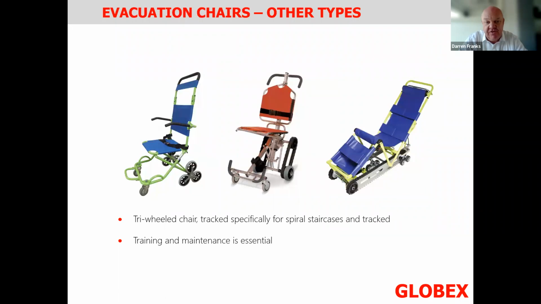And there are some other types. You've got the ones with the tri-wheels, which again can do the same thing, and if they work for you, that's great. You've got another one here which is specifically for spiral staircases, which traditional evacuation chairs, which I've just shown you with the two skis, are not designed for tight spiral staircases. So this particular chair is, which again comes back to it needs to be fit for purpose. And then you've got these tracked ones as well, which do have more grooves in them and a braking system as well. So there's all different types when you start looking at them.